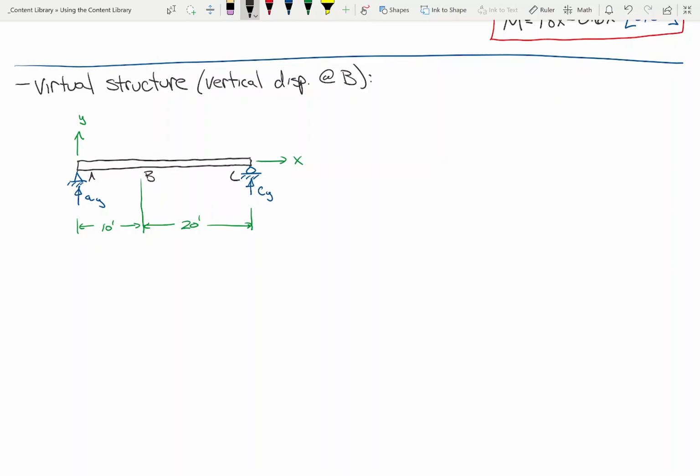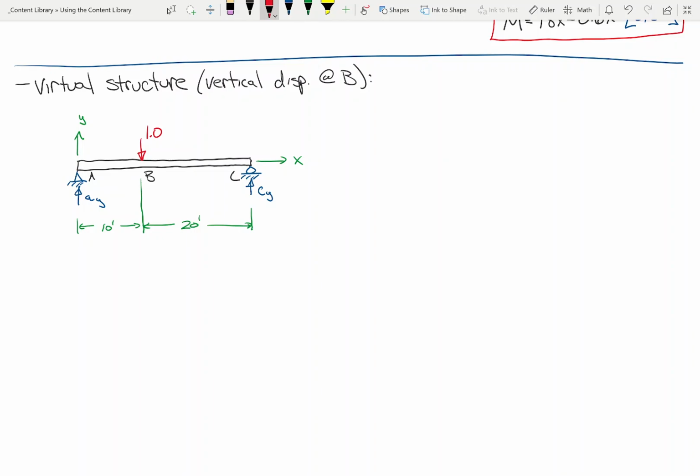Now, how do we do a virtual analysis? We take all of the original loads off the structure and remove them, and we replace them with a single unit load. Where do we put that load? We put it at B. Why? Because that's what we're after: the vertical displacement at B. Sound good? Now, it's a vertical displacement, so we put a vertical load. Do you think that point B on the real structure is going to deflect upwards or downwards? Downwards. So I'm going to put a single unit load like that.